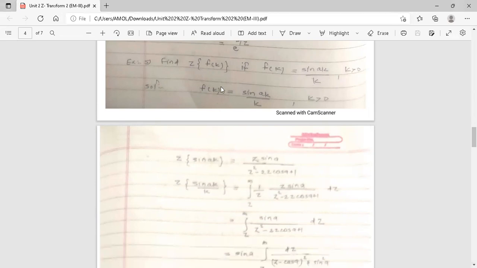Find the Z transform of f of k if f of k is equal to sin a k upon k when k is greater than 0. Now the sequence is sin a k upon k when k is greater than 0. The Z transform of sin a k is given by the standard formula: Z into sin a upon Z square minus 2Z cos a plus 1.